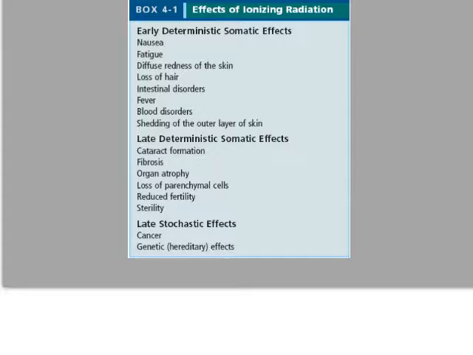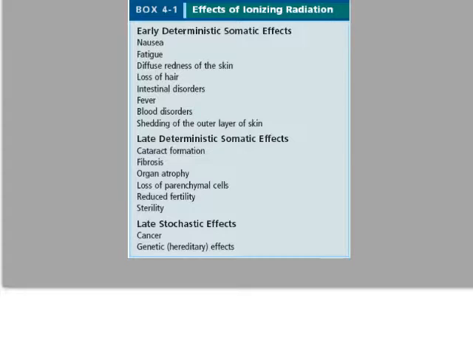In fact, fibrosis was the reason why the early radiation workers had to have amputations of their fingers and things like that, because of the scarring and other damage caused by the radiation. We do see some of that in radiation therapy. Of course, reduced fertility and sterility are also late deterministic somatic effects.